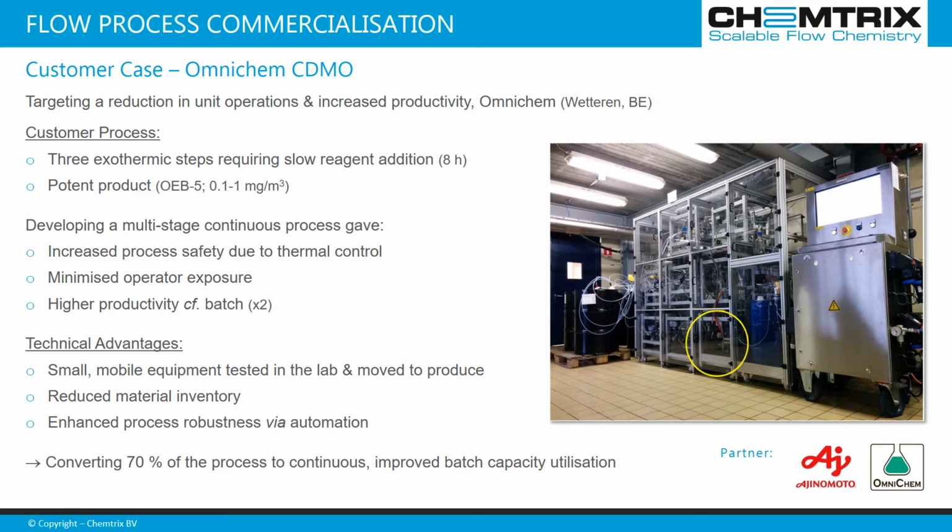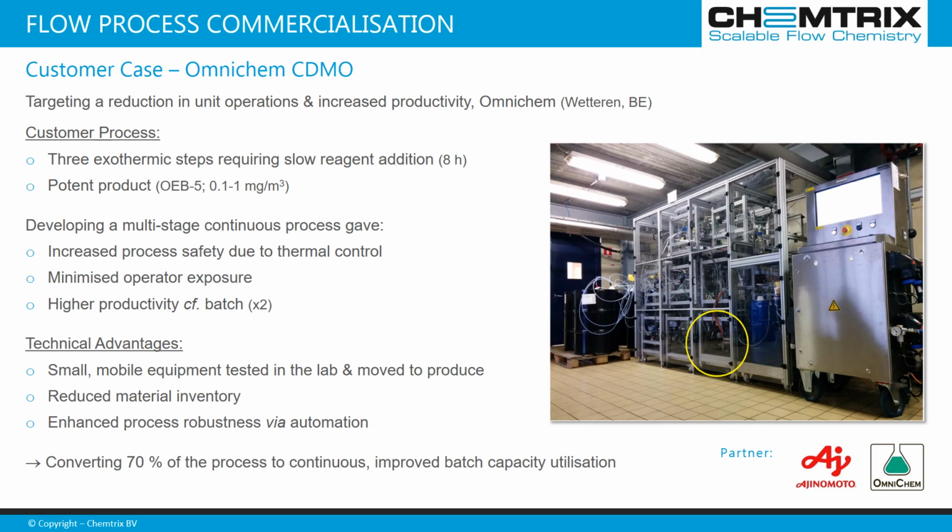Another benefit of PAT is the reduced operator exposure to raw materials and products that are generated in a production plant. So here Omnichem developed a multi-stage continuous flow process that not only increased the process safety due to exotherm control, but it also minimised operator exposure of a high potency product. So by being able to monitor what's happening in your process over multi-stages without having to physically take a sample, you have an operator benefit there and a safety profile increase.